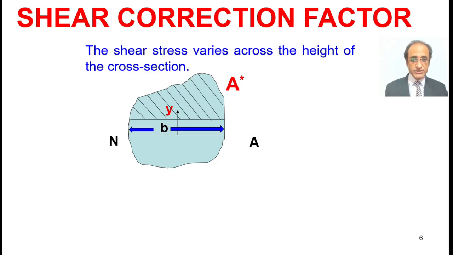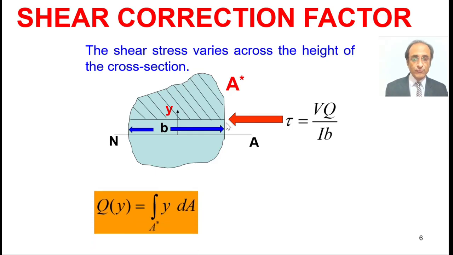Before we go to the definition, let's just revise the basics. So in general, if we have a cross section where shear force is acting, the expression for shear stress is given by VQ divided by IB. So what is I? I is the second moment of inertia, and B is the width of the section at the point we are determining the shear stress.